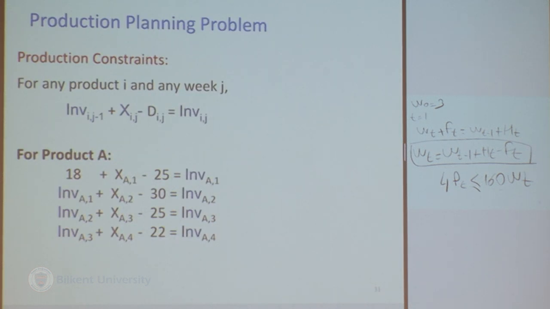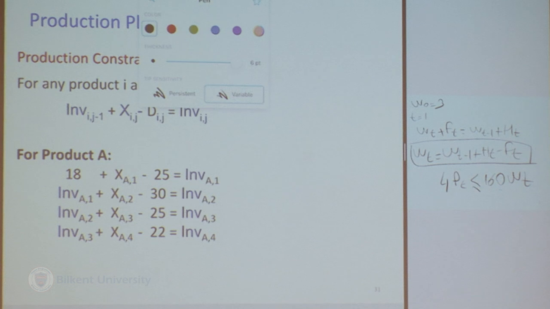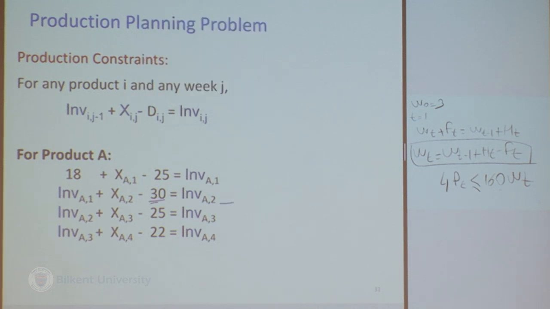For example, this is the open form for product A. Currently, I have 18 in my inventory, plus the production I did in period 1, minus the demand, is the inventory of product A going to period 1. Period 1's inventory plus the production amount of period 2 minus the demand will be equal to the inventory of product A of period 2. That inventory plus the production minus the demand will give me the inventory to be used in period 3. And there, the inventory coming from the previous period plus what I have produced minus the demand is what's left for my inventory at the end.